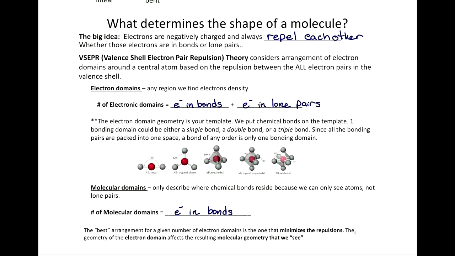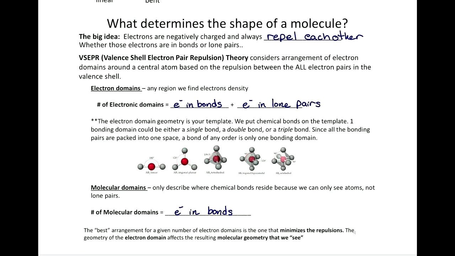So the first step to determining a molecular shape is to count the number of electron domains around that central atom. We want to consider the electrons that are in bonds and the electrons in lone pairs, and then that will give us our template for what our molecule actually looks like. And here are those shapes down here.